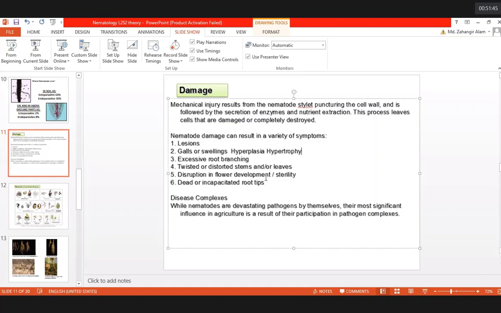And disruption in flower development or sterility. That plant might be sterile. There are a number of reasons why the plant becomes sterile, why the plant doesn't produce flower or fruit or seed. So what is complete life cycle? Complete life cycle for a plant means seed to seed. That is, after sowing, the seed will be germinated, and that seedling will be a matured plant. That matured plant will produce flower. That flower will produce fruit. That fruit will produce seed. We call it complete life cycle.